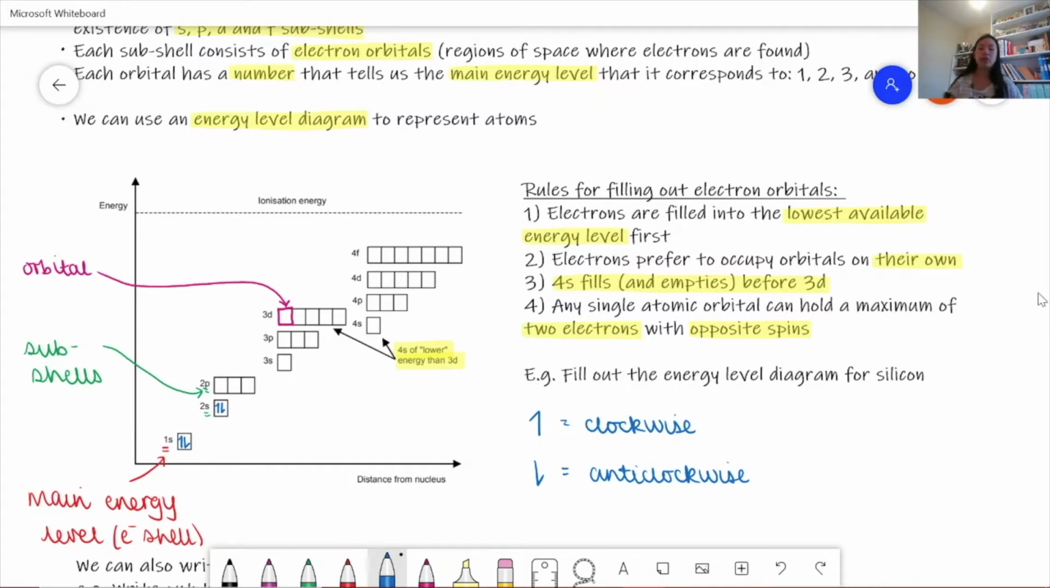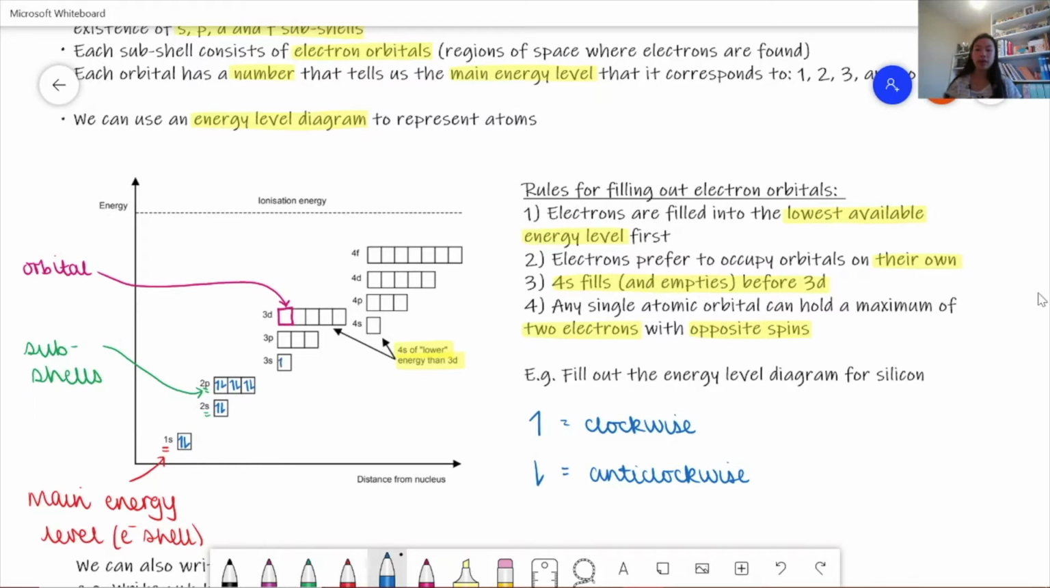So now we need to remember our rule about how electrons prefer to occupy orbitals on their own. So we fill out 3 separately first. So we have 1, 2, and 3. And then we can fill out the next 3. So we have 1, 2, and 3. So now we fill out 10, so we need 4 more.